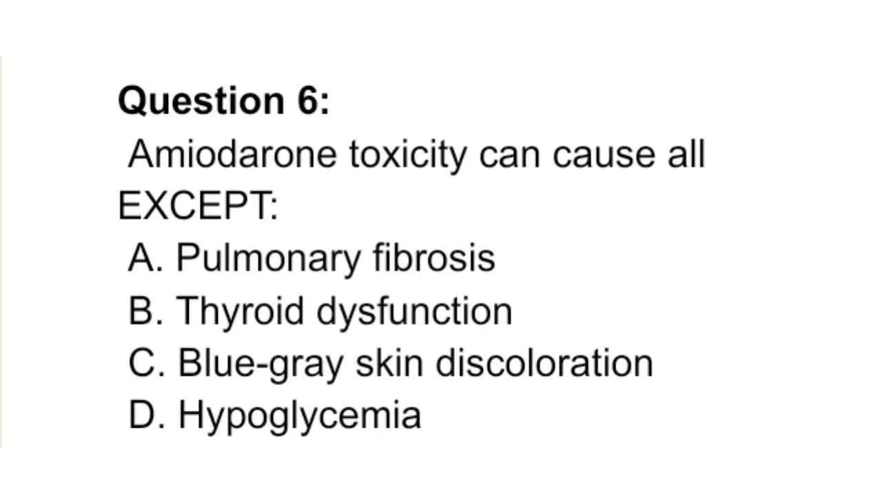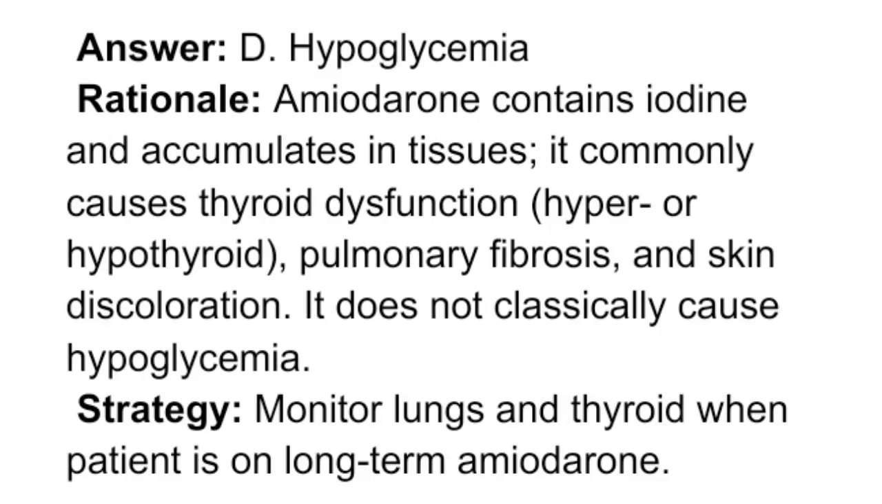Question 6. Amiodarone toxicity can cause all except A. Pulmonary fibrosis. B. Thyroid dysfunction. C. Blue-gray skin discoloration. D. Hypoglycemia. Answer: D. Hypoglycemia. Rationale: amiodarone contains iodine and accumulates in tissues.